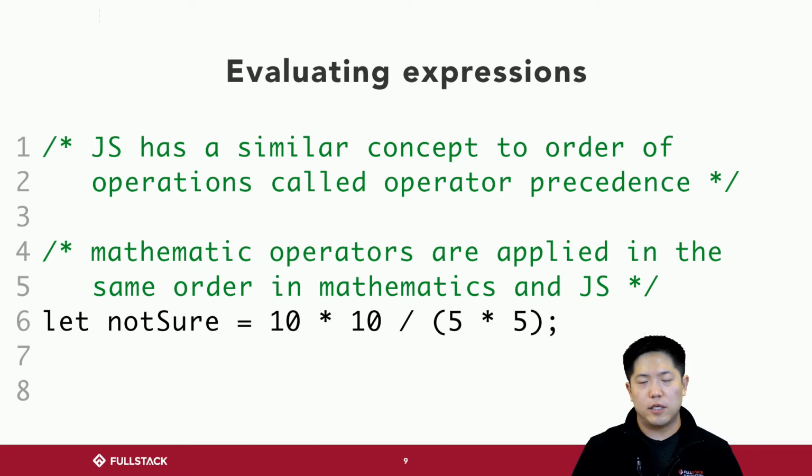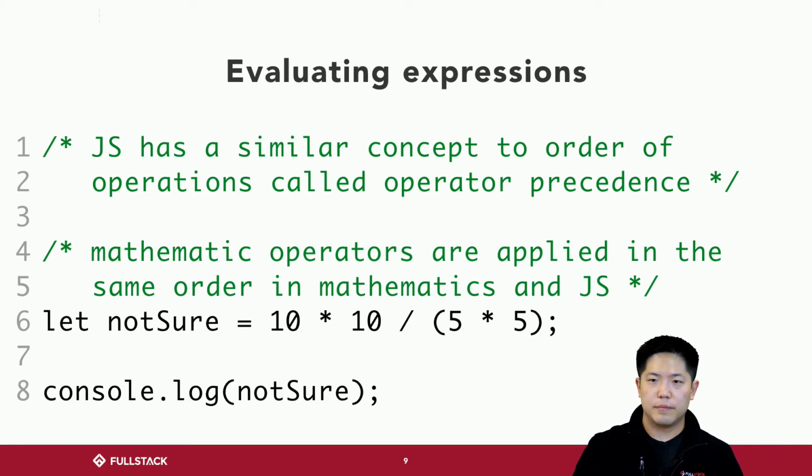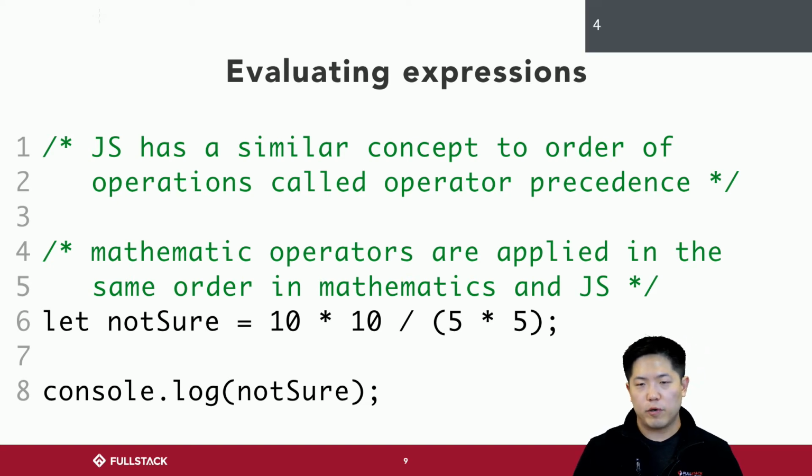So in this, take a second to think about this. Let the variable not sure be assigned 10 times 10 divided by parentheses 5 times 5. And if you guessed the value of 4, you'd be correct. So we do 10 times 10, 100, and we divide that by not the value 5 and then multiply by 5, but the value of 5 times 5, which is 25. So we get 100 divided by 25, the value 4.